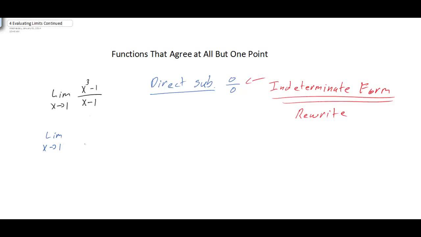For x cubed minus 1, we looked at something similar to this before. This is a difference of cubes. If you don't remember, go back and look at your formula for how to factor. This is going to factor to x minus 1 times x squared plus x plus 1. Again, this is just the factoring of the difference of cubes. And hopefully you can tell what's going to happen here: the x minus 1s will cancel out, and now we're left with simply x squared plus x plus 1.